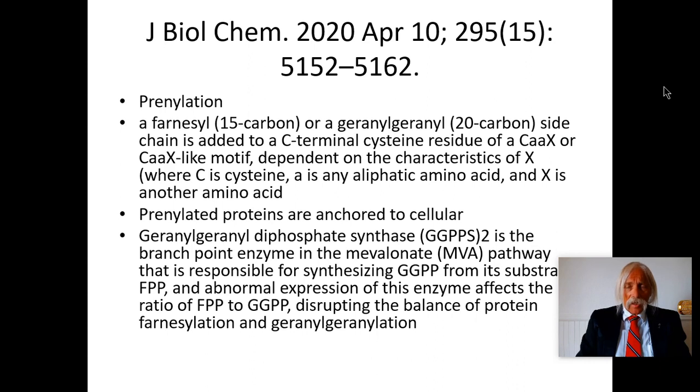The C is the cysteine that's going to get prenylated, and then the two A amino acids are aliphatic amino acids. They're going to be between the cysteine and the X, which can be any amino acid. When you prenylate a protein, it allows them to be anchored to the cellular membrane. Okay? So geranylgeranyl diphosphate synthase is the enzyme which is going to come from the mevalonic acid pathway. That's de novo cholesterogenesis we're talking about, and it's responsible for synthesizing that C20 prenyl lipid.